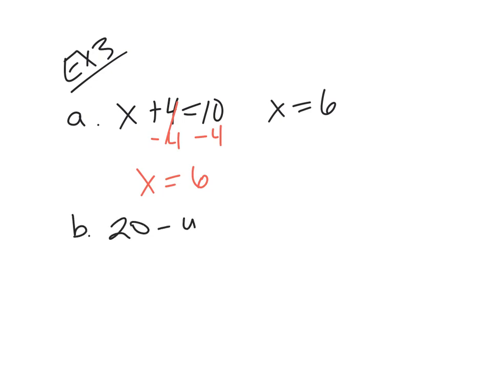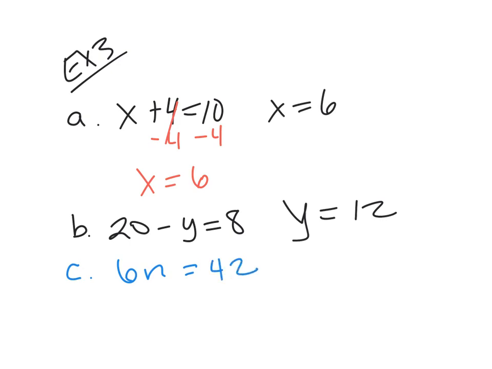What if I have 20 minus y equals 8? Well, 20 minus what equals 8? Or think 8 plus something equals 20. So y equals 12. So some of this stuff you'll get to the point where you can do a little bit in your heads. All right, let's look at C. I have 6n equals 42. So this is 6 times n, right? 6 times 7, so we know that n equals 7. Now see how much faster this is getting now that you can recognize the patterns?